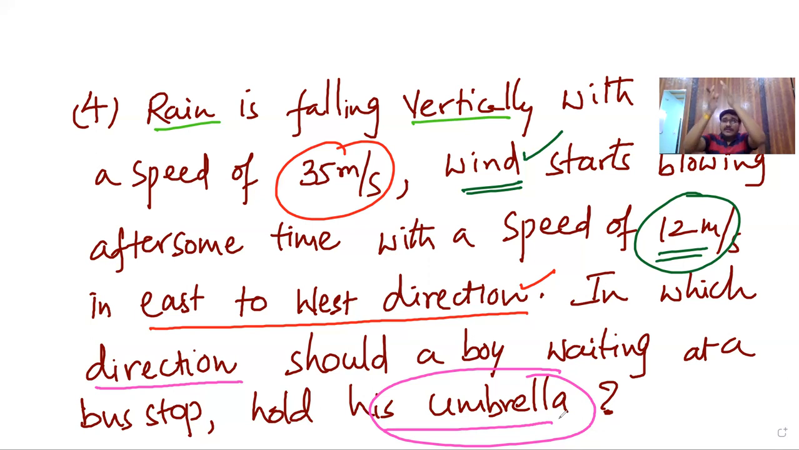Rain is falling vertically downwards, at a speed of 35 meters per second. Wind is blowing after some time east to west. This is east, this is west. East to west, wind is blowing, at 12 meters per second. Rain is downward, wind is in this direction, east to west.